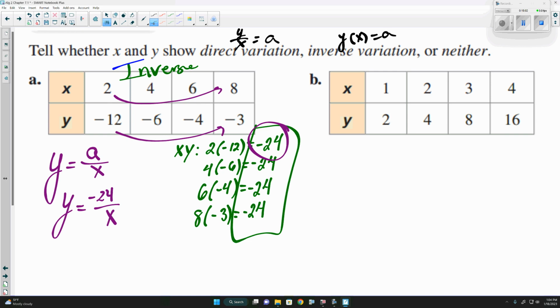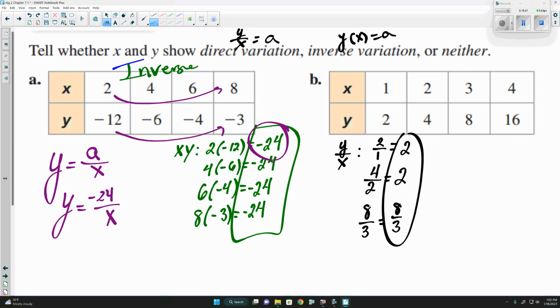All right, well, let's look at the next one. 1, 2, 3, 4, the x values are going up. Y values 2, 4, 8, 16, they're going up. So there's a good chance it could be direct, which it's not. It's y over x. So we can say 2 over 1. 2 divided by 1 is 2. The next one, 4 divided by 2 is 2. Well, it's looking good. 8 divided by 3 is 8 over 3. So the first two worked out nicely. The third one did not.